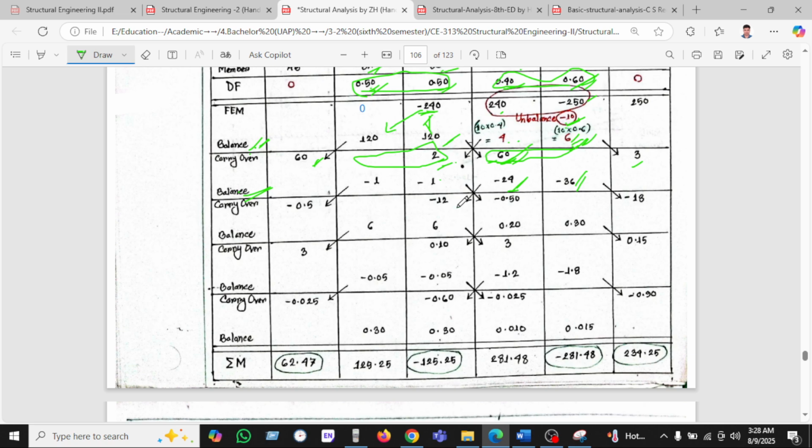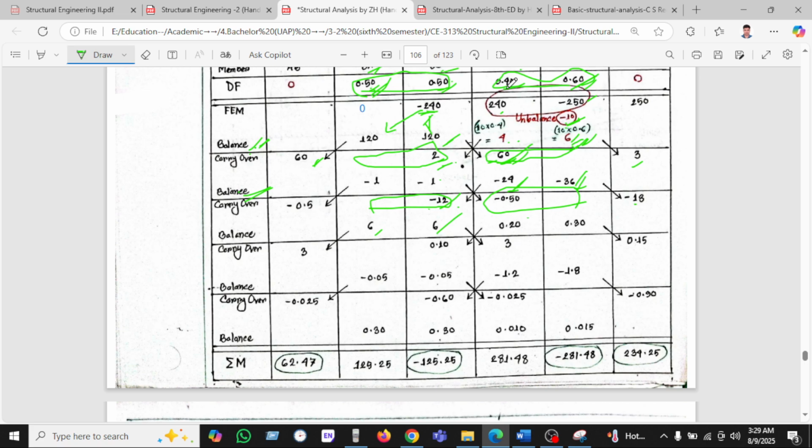24 into 0.5 equal to 12, and 36 into 0.5, or half, we can say, is 18. So in the next trial we have been seeing here 12, so it will be balancing. It will be 50%, which is 0.6. As this is positive, this will be negative. So this is minus 0.50.